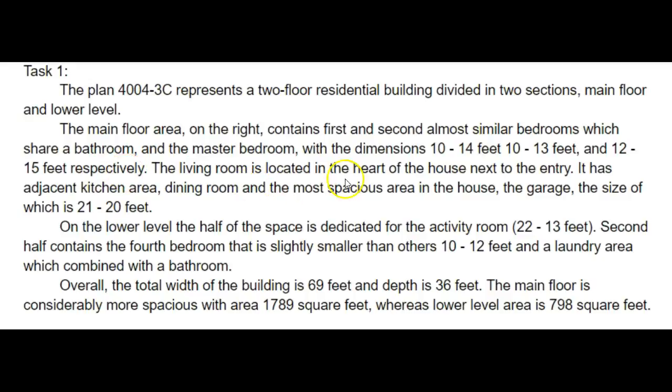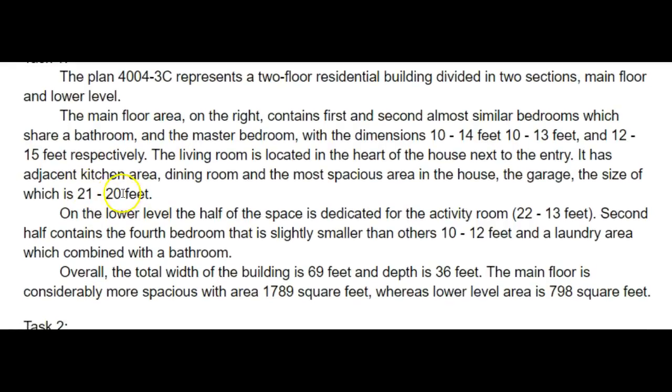The first 2 bedrooms also share a bathroom. And then the living room is located in the heart of the house next to the entrance. It has an adjacent kitchen area, dining room, and the most spacious area in the house, the garage, the size of which is 21-20 feet. So I think we're saying 21 by 20 feet, because the hyphen means to. So 21 to 20 feet, meaning this would be a range. So if we want to say by, we either use a little x, or we write the word by. But yeah, this means a range.